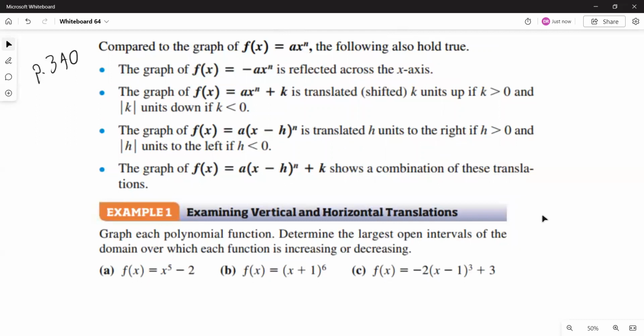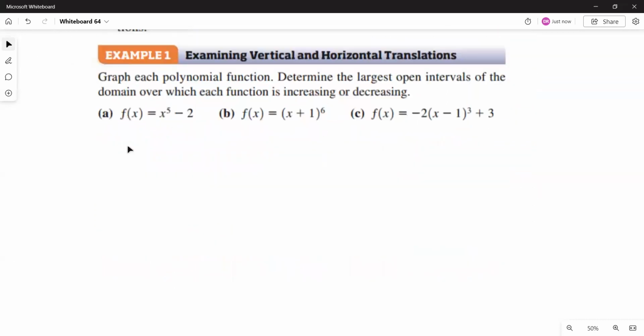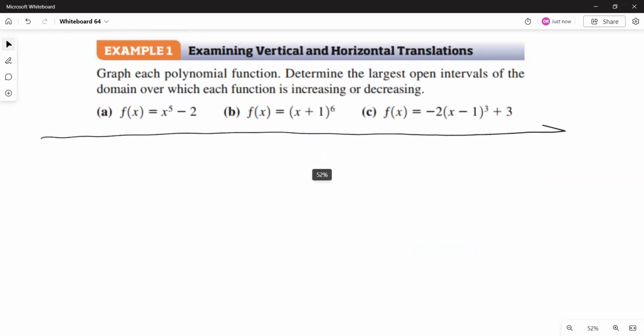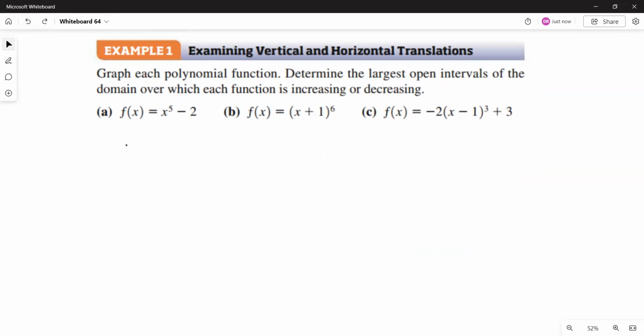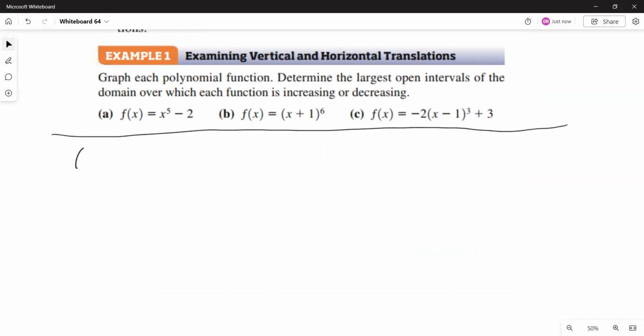We are going to graph each polynomial function and determine the largest open intervals of the domain over which each function is increasing or decreasing. So if we start with number 1, part A, f of x is x to the 5th minus 2.